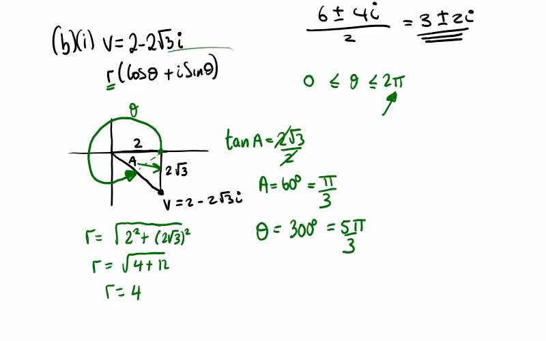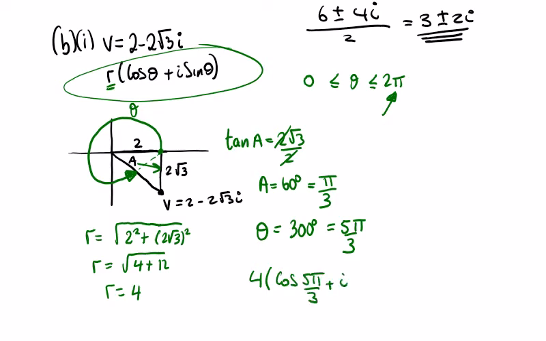So we can now write our complex number in polar form. It's going to be 4 by the cos of 5 pi over 3 plus i times the sine of 5 pi over 3. And you can change your calculator to radians to check that you get 2 minus 2 root 3i, or you could use degrees to check that you get 2 minus 2 root 3i.